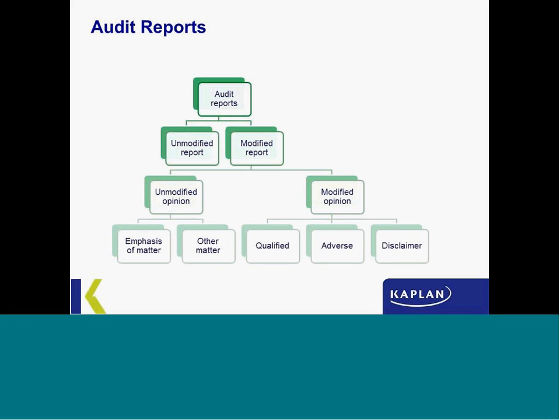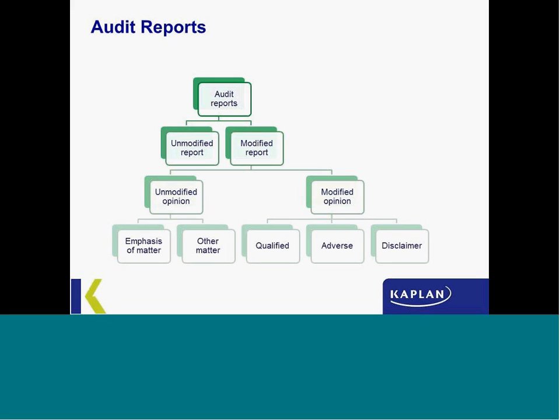So maybe my inventory is slightly wrong, or my revenue is slightly wrong. It's material, so it affects the opinion, because I can't say the financial statements are true and fair if I know there is a material error in it. However, it's not pervasive. So it's not fundamentally affecting the financial statements or what's happening within them, but it's one that I need to highlight. Qualified opinion, when I've got a material but not pervasive issue. An adverse opinion, then, occurs when I have a material and pervasive disagreement.